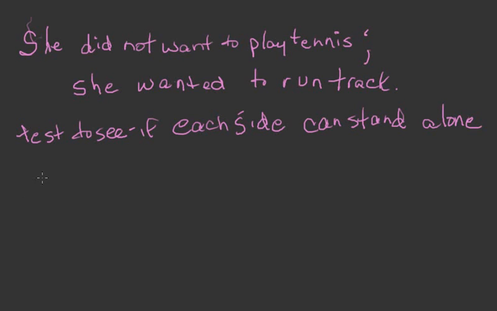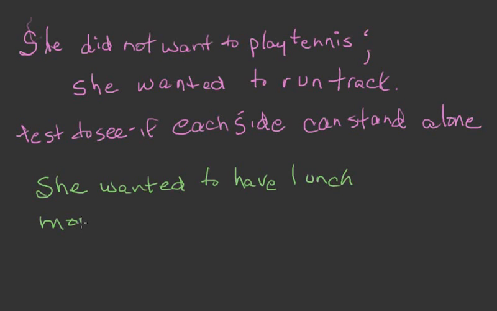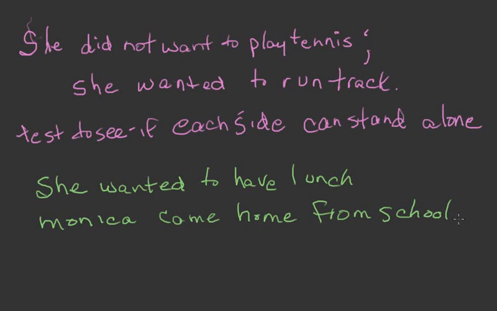Now, let's say I said, she wanted to have lunch; Monica came home from school. Well, each side can stand alone. She wanted to have lunch. Okay, Monica came home from school. Okay? But they have nothing to do with each other. And therefore, there's no way a semicolon is appropriate here. This is just two separate sentences.